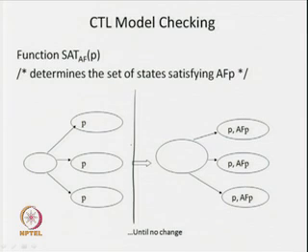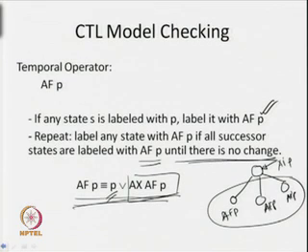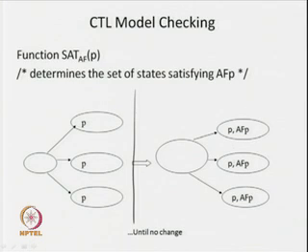So, just as an example, we are saying that these are the three states where P is true, that means they are labeled with P, and this one is not labeled with P. Now, according to the first rule, if any state S is labeled with P, label it with AFP. Since P is true in these three states, we label them with AFP. This is the first step.